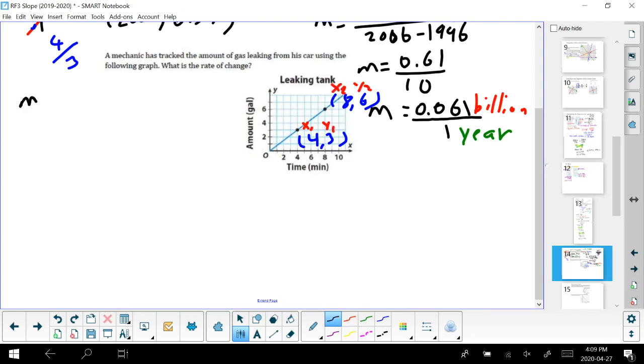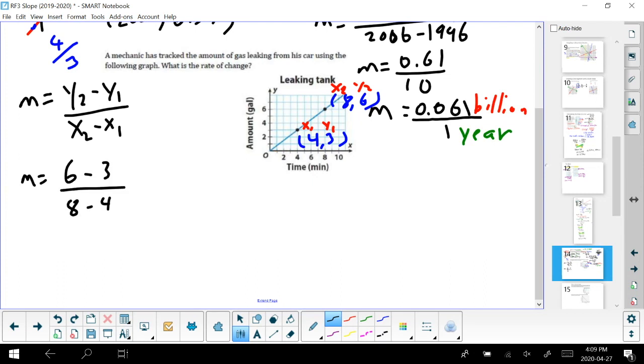We'll once again look at our slope formula and plug in our values. So we've got 6 minus 3 over 8 minus 4. This gives us 3 over 4. And if we look at it as a rate of change, that would really just be 3 gallons per 4 minutes. Now, again, this doesn't tell us a lot because we don't really measure things per 4 minutes.